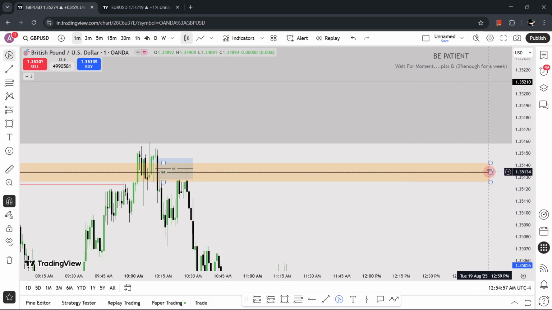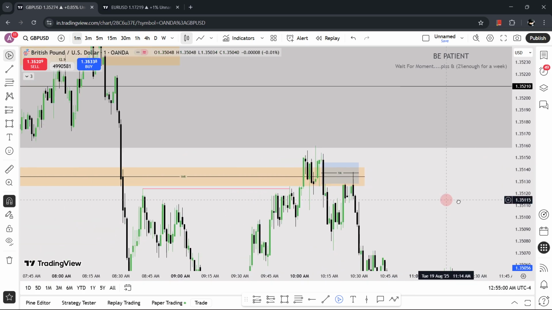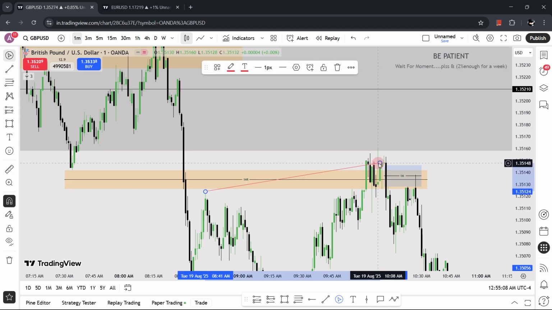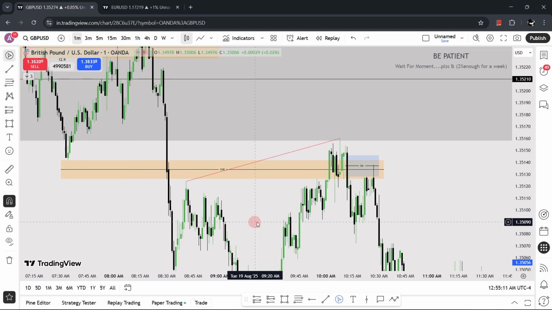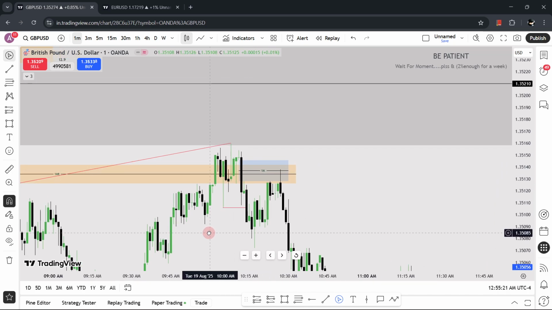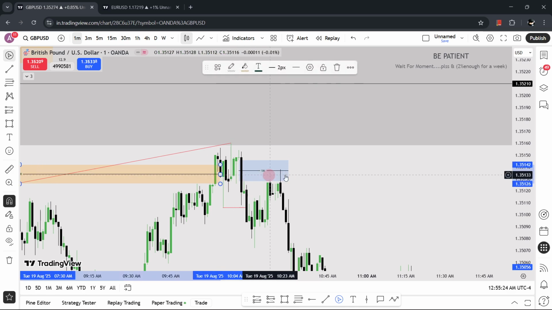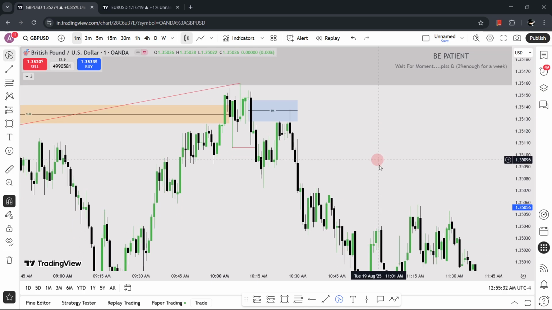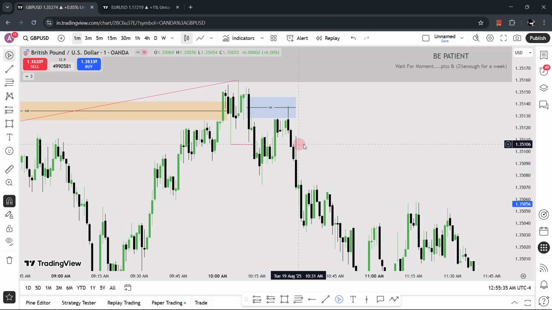So we have that 1 hour fair value gap up here. We have an SMT with respect to this, and we have a low right here. We got a structure shift to the downside. We have a 1 minute fair value gap to the downside like this. Some don't take this trade. So this is what I am saying. It's a good trade actually.